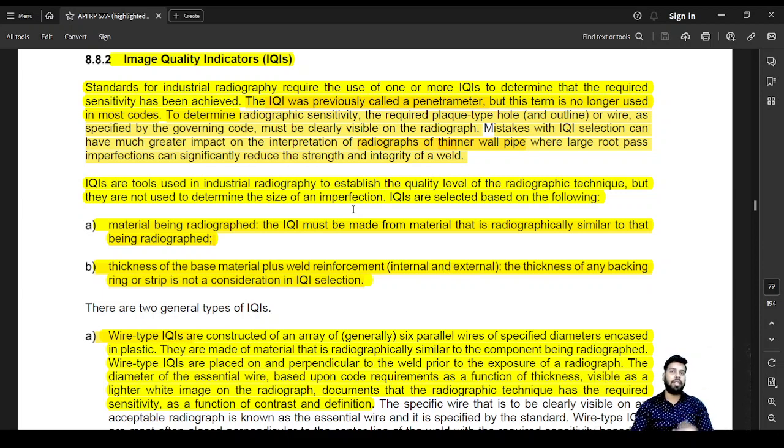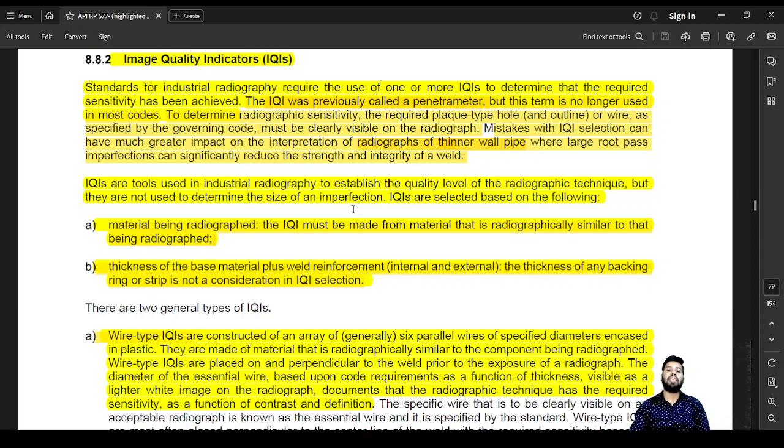There are various types of it, but as per the requirements of ASME Section 5, there are generally two standard types of it, a hole type IQI and a wire type IQI. Standards for industrial radiography require the use of one or more IQIs, that is image quality indicators, to determine that the required sensitivity has been achieved. IQI was previously called a penetrameter, but the term is no longer used in most codes. To determine the radiographic sensitivity, you require a plaque type or hole type IQI or a wire type IQI, specified by the governing code, and it must be clearly visible on the radiograph.